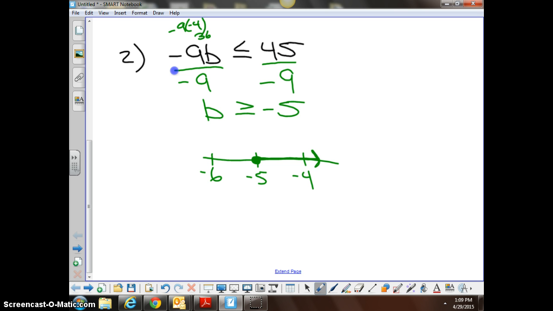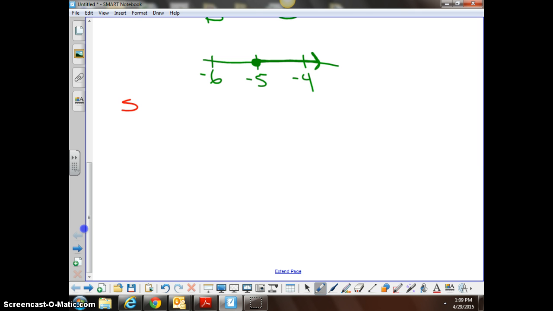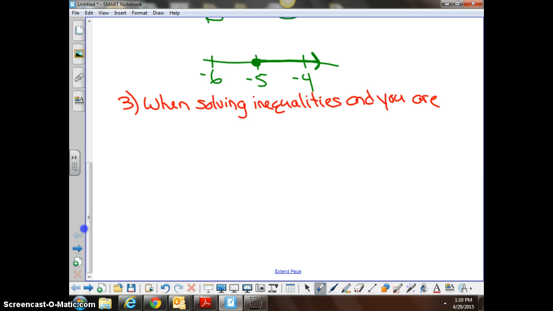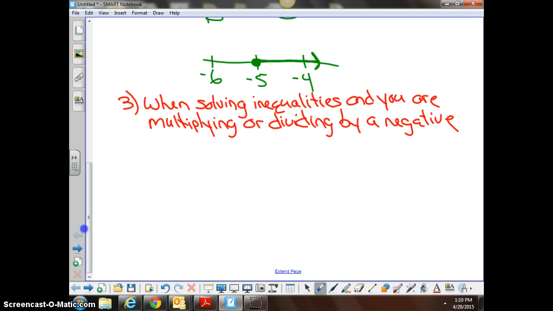So here we go. Golden rule. We're still recording this. Number 5. Where are we on 5? No, 3. Number 3. Got 5 stuck in my head. Number 3. When solving inequalities, and you are multiplying or dividing by a negative number.